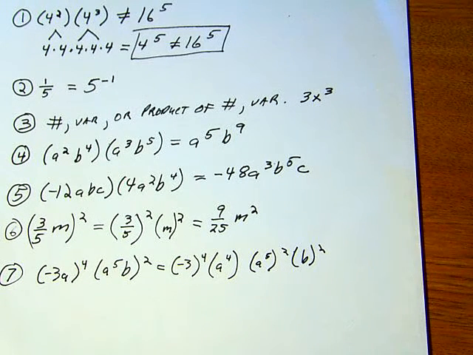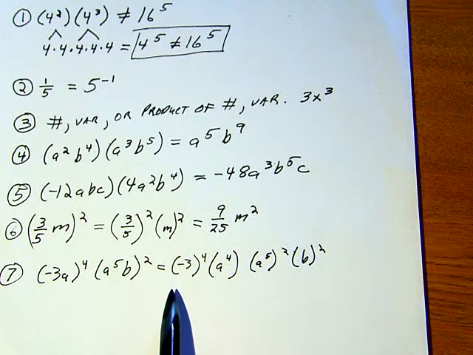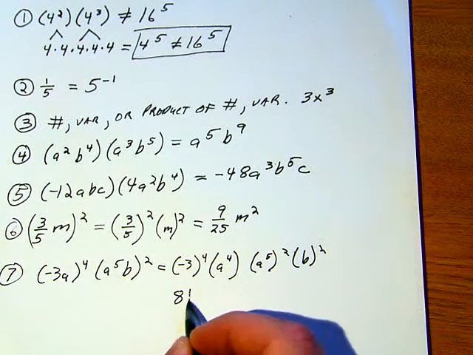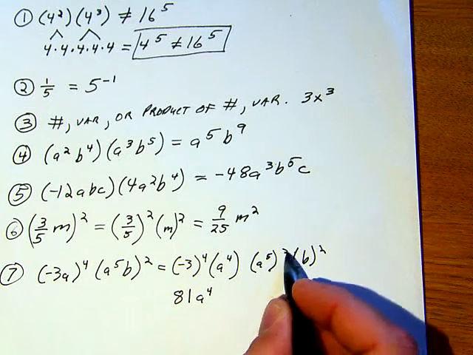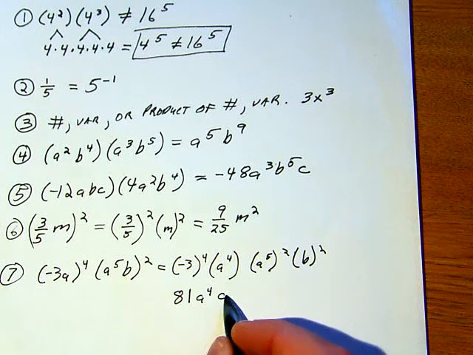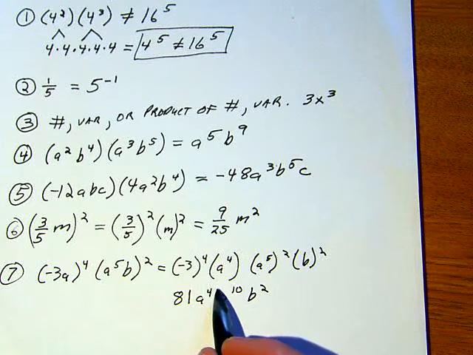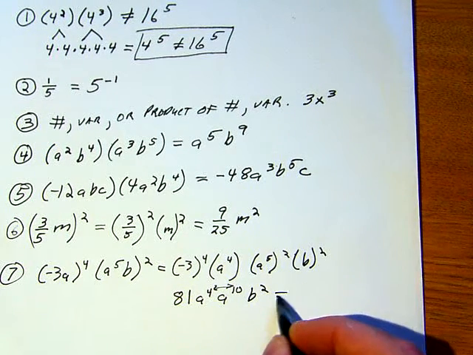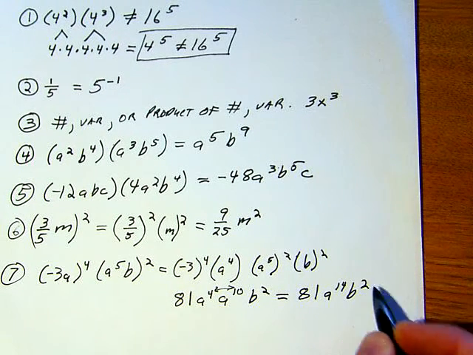So negative 3 times negative 3 times negative 3 times negative 3 gives us a positive. So 3 times 3 is 9, times 3 is 27, times 3 is 81. So this is 81 a to the 4th. A to the 5th raised to the 2nd power is a to the 10th. And b squared. I now know I can add these two exponents. And so my final answer is 81 a to the 14th b squared.